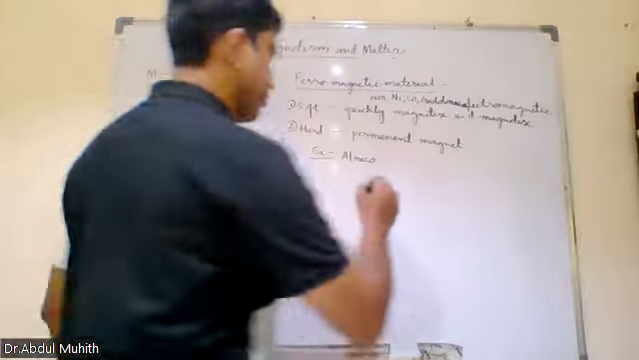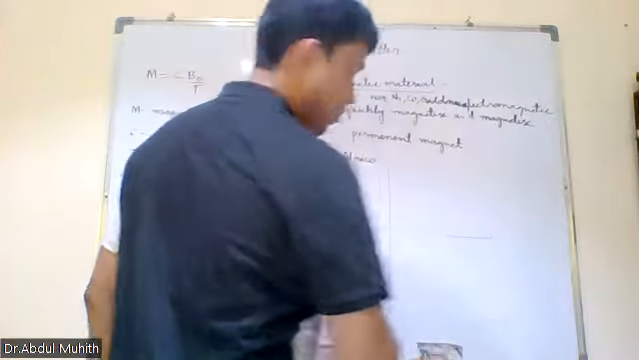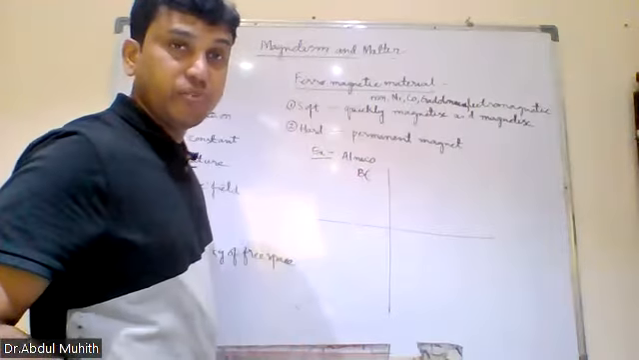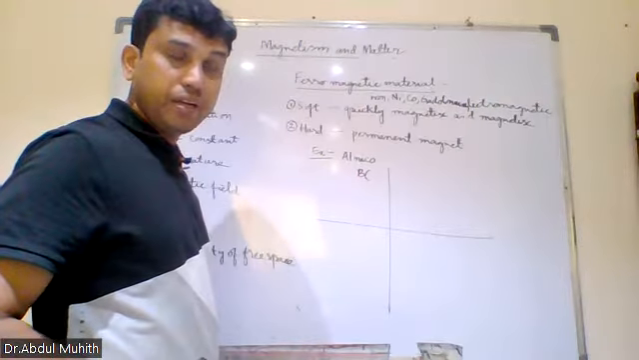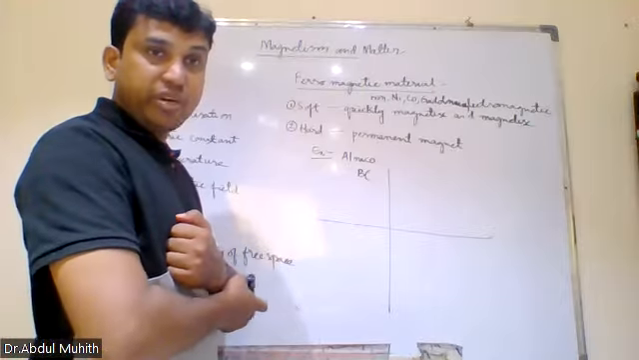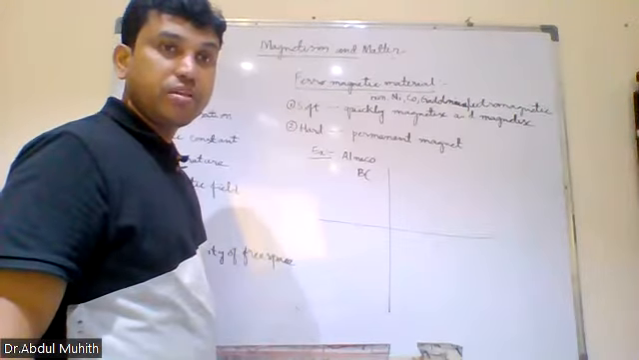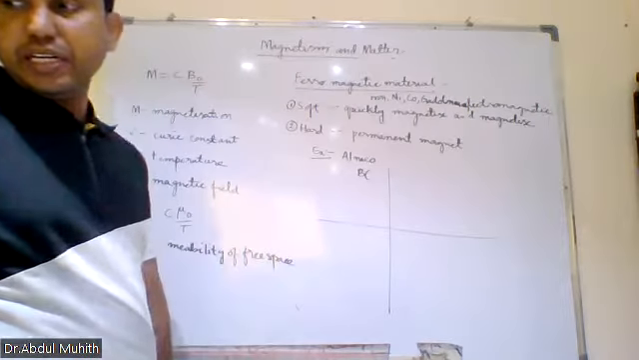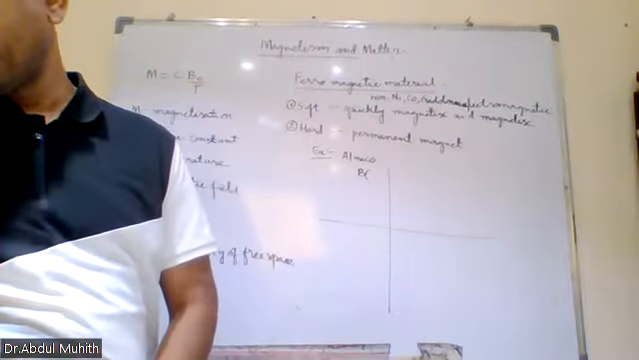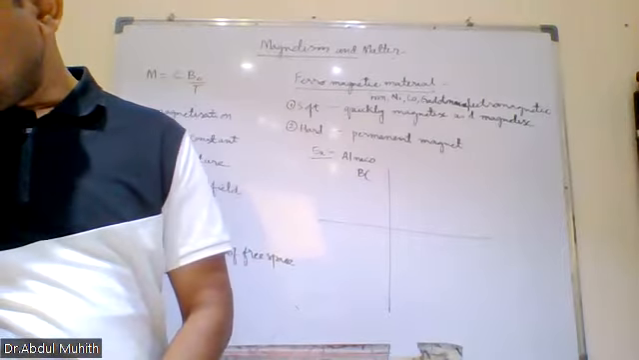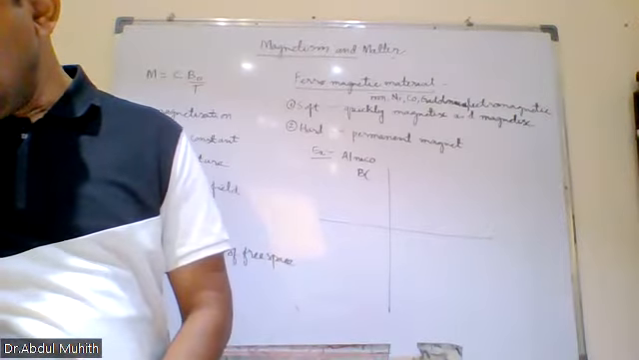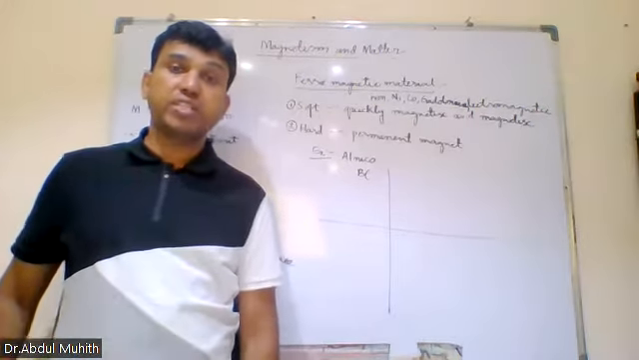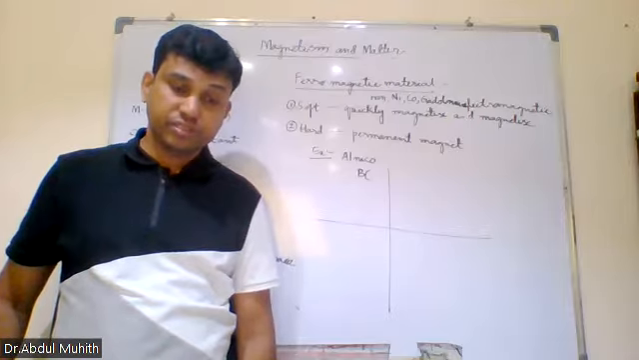In the BH curve, B is the magnetization, the magnetic field. What is the unit of magnetic field? No one is replying. What is the unit of magnetic field? The unit of magnetic field is Tesla or Gauss.